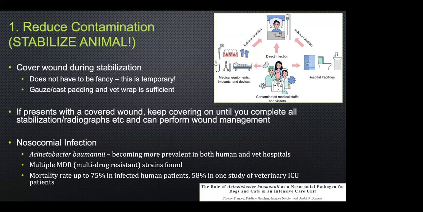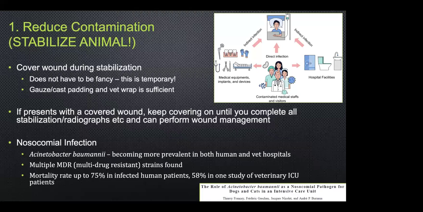Nosocomial infections are becoming more and more prevalent, similar to antibiotic resistance. There is a common species that there are several papers on that's becoming more prevalent in both human and vet hospitals. I may be butchering this name, Acinetobacter baumannii. This is a multi-drug resistant strain that has been found, and in humans, the mortality rate is reported to be up to 75% in humans that enter the hospital, become secondarily infected with this, and then unfortunately, typically have a pretty guarded prognosis.